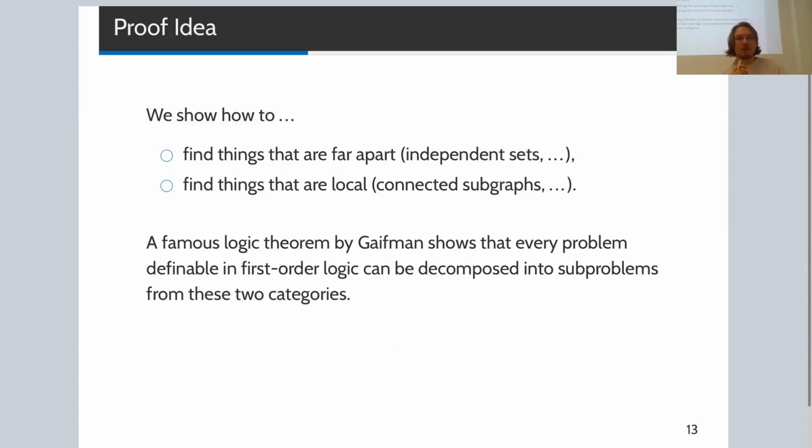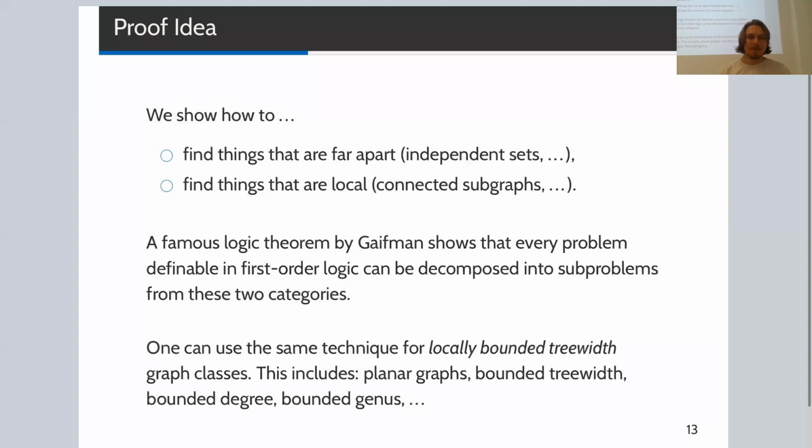So there's a very famous theorem by Gaifman, which states that first order logic, in a sense, can only express local and global properties. So you can decompose the first order model checking into these kinds of local and global things. And this is how we're going to solve it. So this will be a bit more formal later on, but first we will introduce the logical parts only in the end, and first get a bit of intuition about it. And afterwards, we're going to lift it to locally bounded tree width.